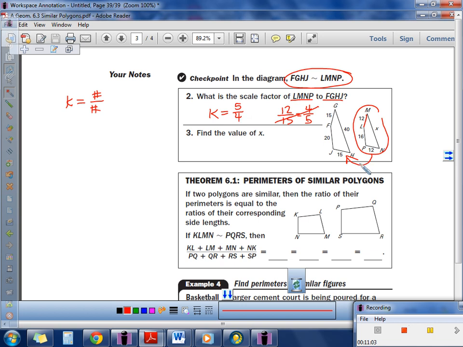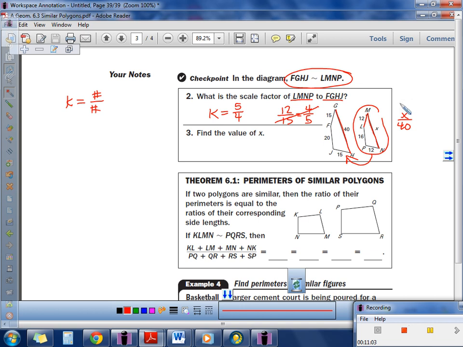So what number do you need to multiply to make it bigger? You need the bigger fraction, not the small fraction. The next thing is finding the value of x. So to find the value of x, I would note that it's right here. So we have x. I like to find it first. And x matches with 40.